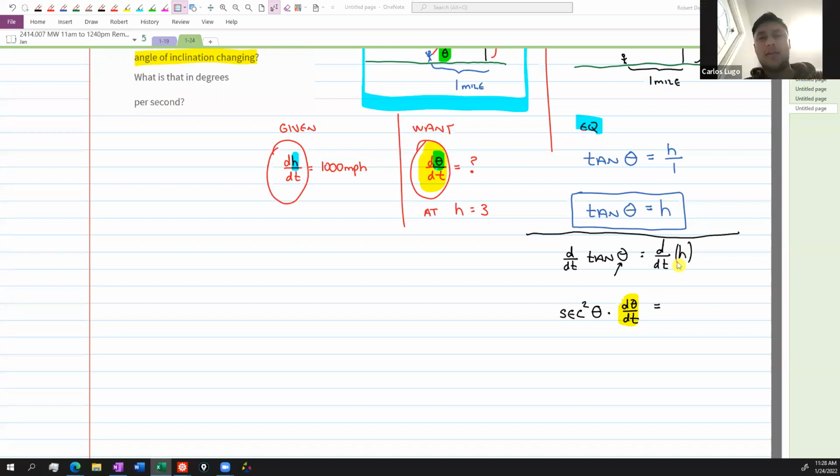It would be one if it was h on the top and the bottom, right? If it was h here and h here, then the answer would be one. But because it's h and t, it's just dh/dt, right? That's all it is. It's just dh/dt.